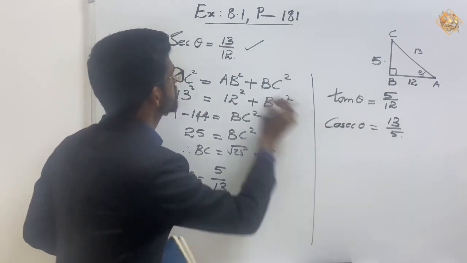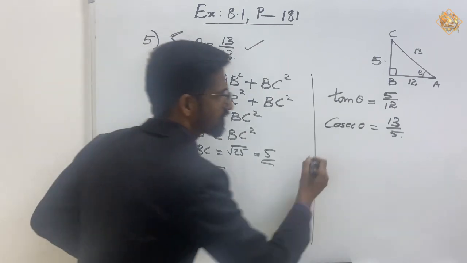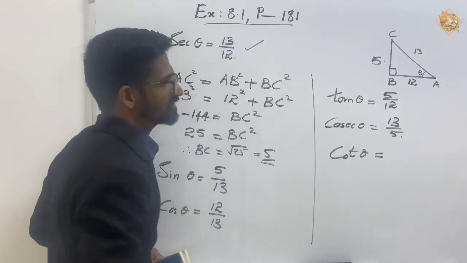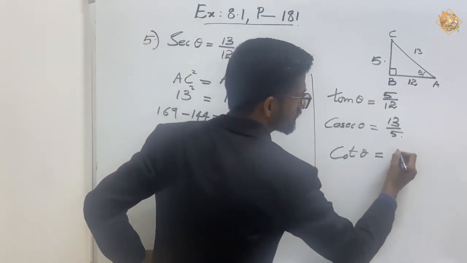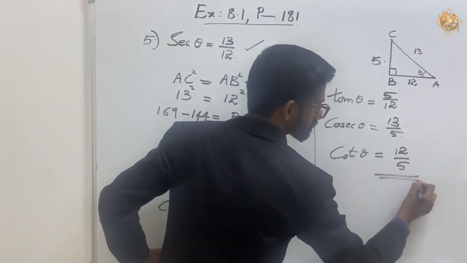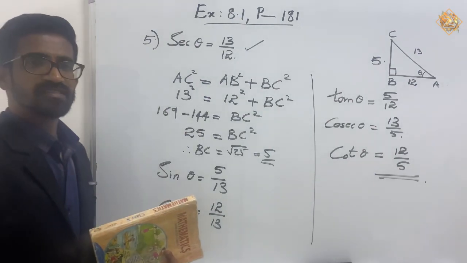Okay, now sec is already given. We are asked to find next it is what? Remaining only cot, isn't it? So cot theta, that is inverse of tan. Tan it is 5 by 12, therefore cot theta equal to 12 by 5. Isn't it students? Please take it to notebook.